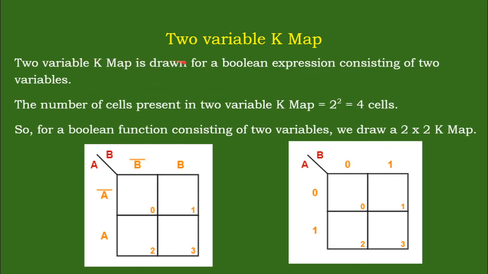A 2 variable Karnaugh map is drawn for a Boolean expression consisting of 2 variables. The number of cells representing the 2 variables in the K map is 2 power 2, which is 4, and we can draw a map of 2 by 2, that is 2 rows and 2 columns, to represent the Boolean function of 2 variables. So once the question is given, first you have to look at how many variables there are. Accordingly, you have to draw the K map. These are 2 different ways the map can be represented, either by the variables or by the values of the variables.